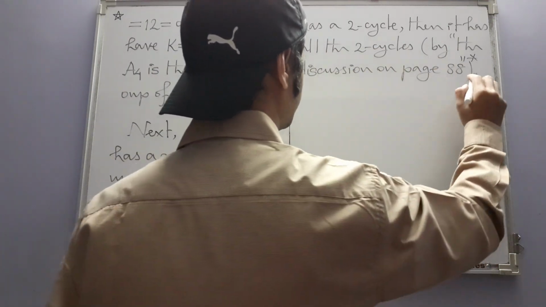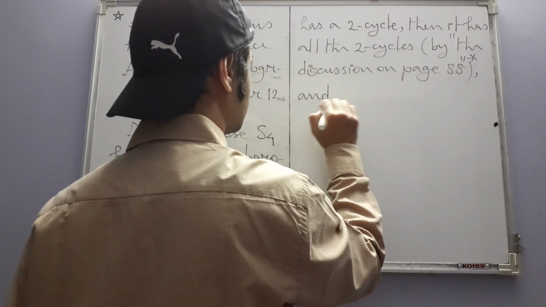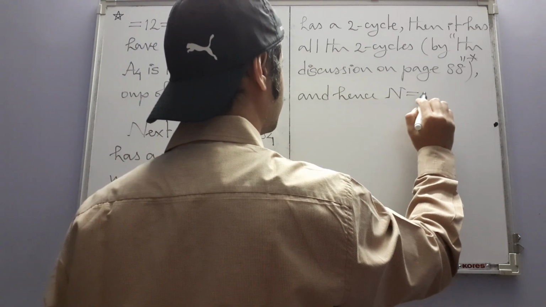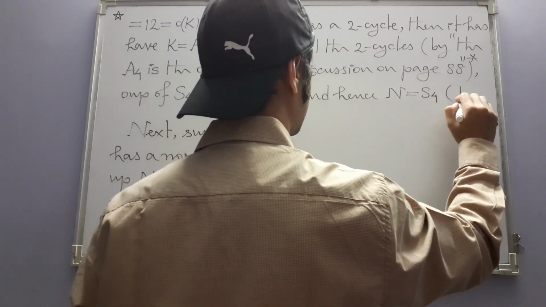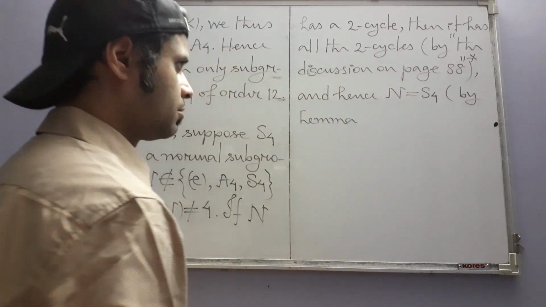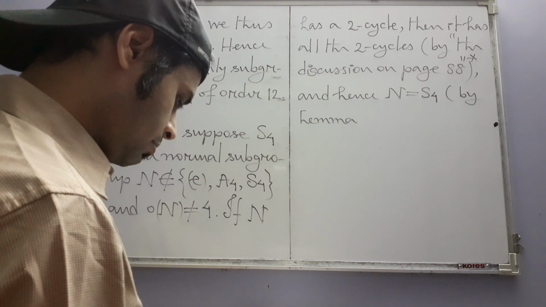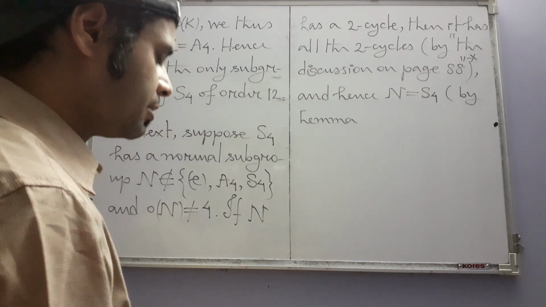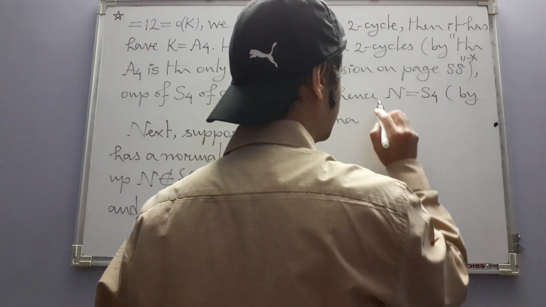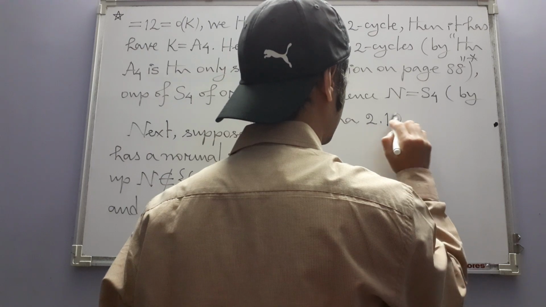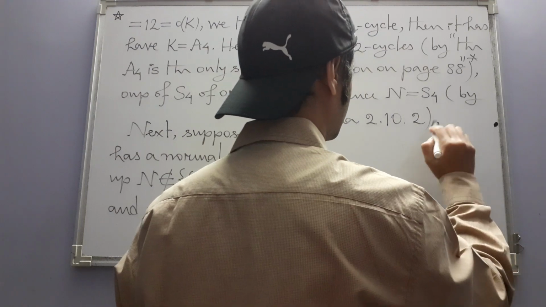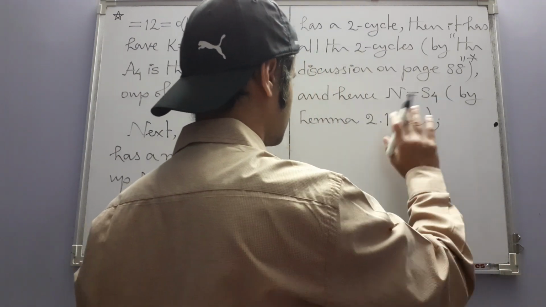all the 2 cycles, and hence N must be equal to S4 by our lemma, which tells us that any permutation. Okay, let me just first write the things down and then I will explain. By lemma 210(2), this is one thing, which of course cannot happen.